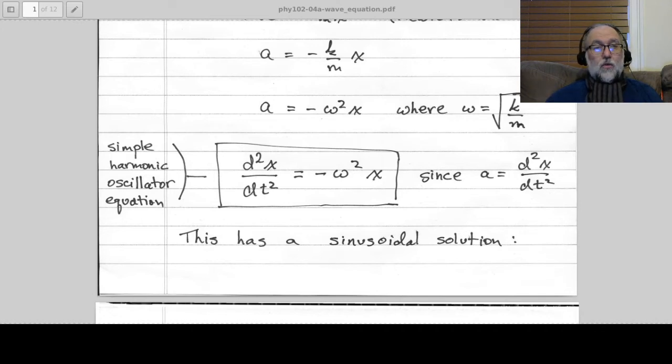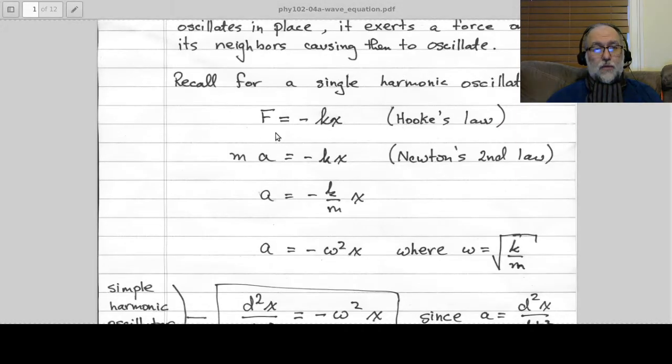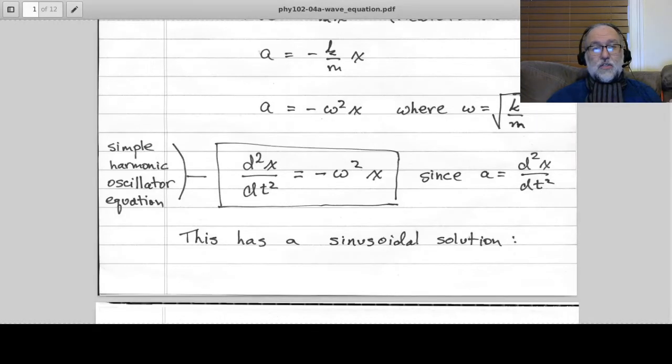So we started from Hooke's law right here, and we recognized that the force was just proportional to the acceleration because of Newton's second law. And the acceleration is just the second derivative of the position with respect to time. And we get this equation here, which says that the second derivative with respect to time is equal to minus omega squared times the position x. And at this point you're going, this looks like it's more something that you can solve.